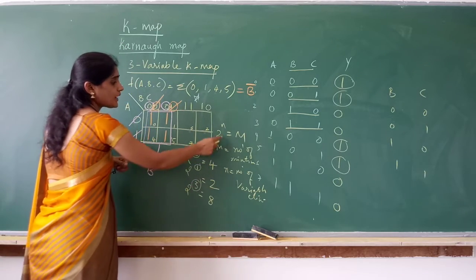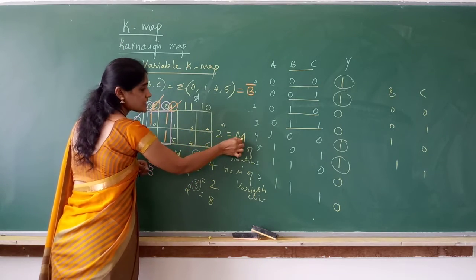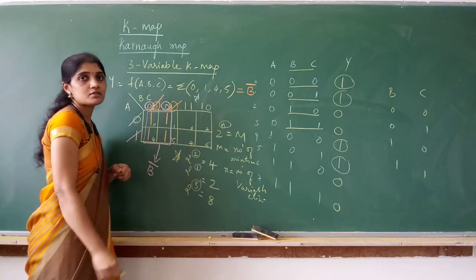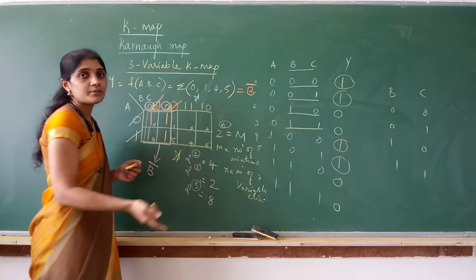So this is 2 power n is equal to m. You have to group m cells, only then n variables will be eliminated. Now let us take up the second problem.